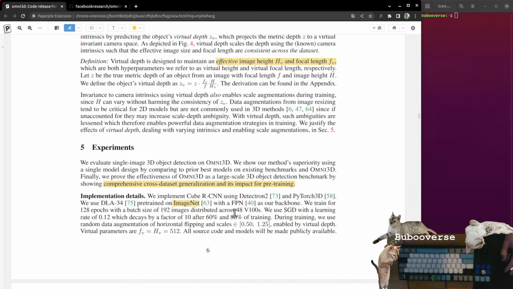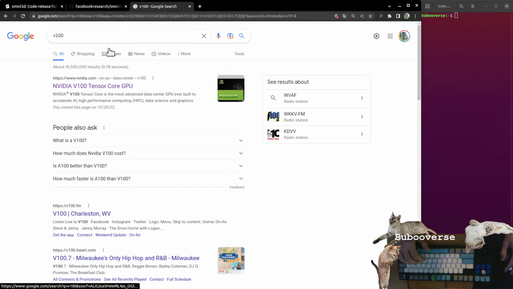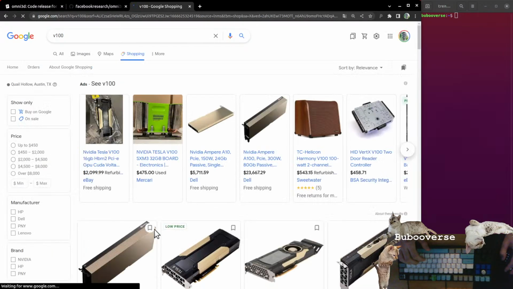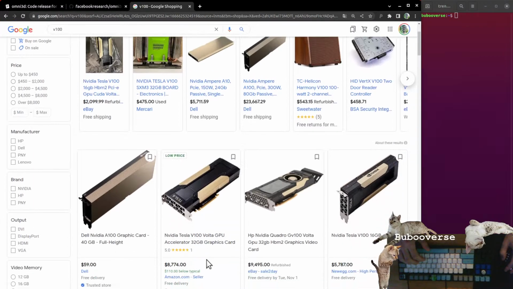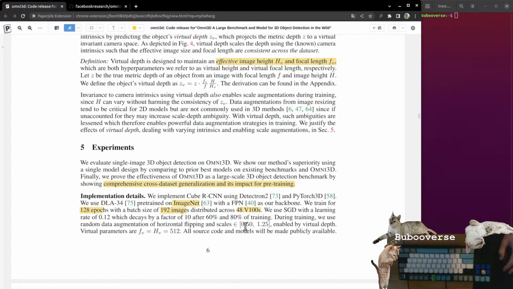Still pre-training on ImageNet. 128 epochs, batch size of 192, on 48 V100s. That's just crazy, right? I think we were looking at these before. V100s are like $10,000, so $48,000, or $480,000 worth of GPUs. That's a really high learning rate, which is interesting.